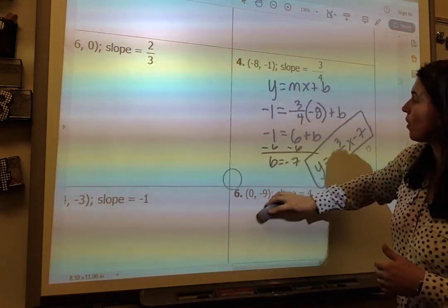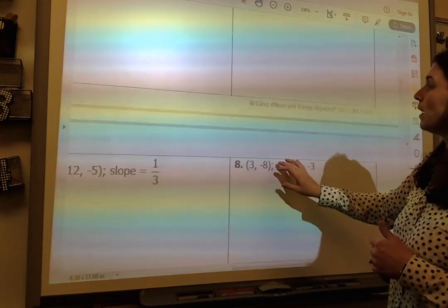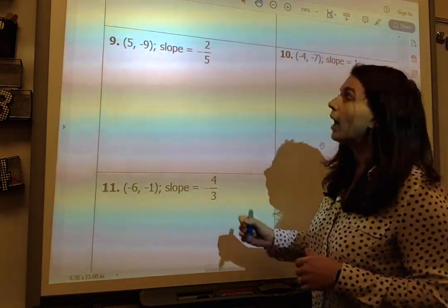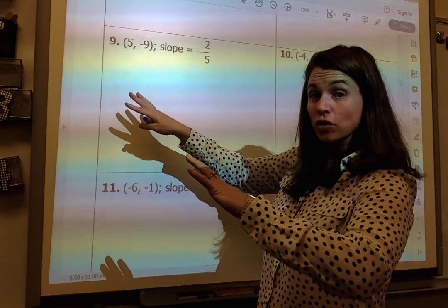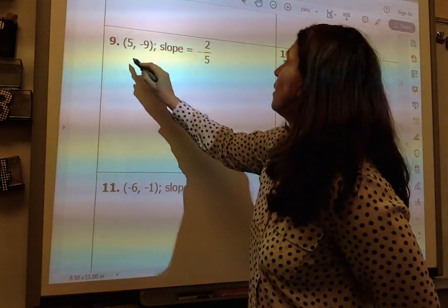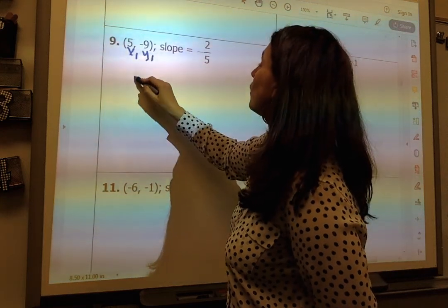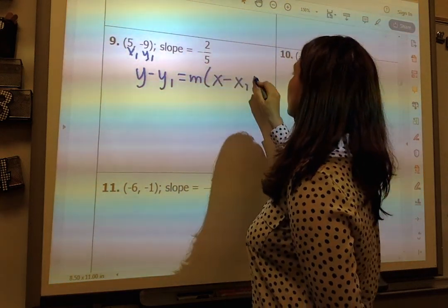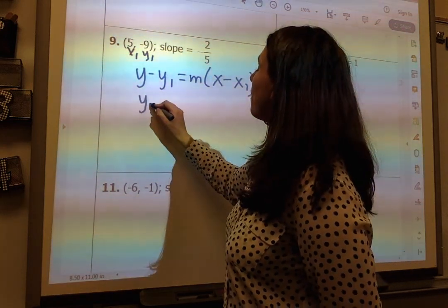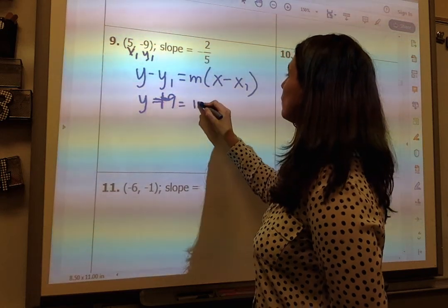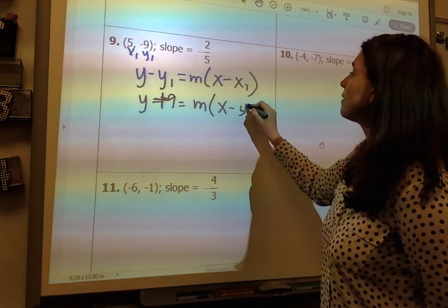All right, let's flip over to the back page and do number 9. And remember, on the odds, I'm going to do point-slope formula, and then this way I'm going to do y equals mx plus b. So here's x1, y1. Remember, I use a formula, so I write it every single time.